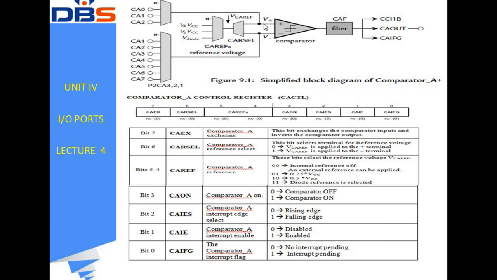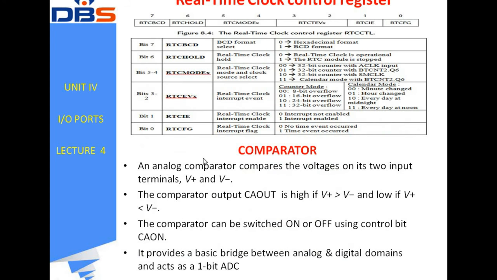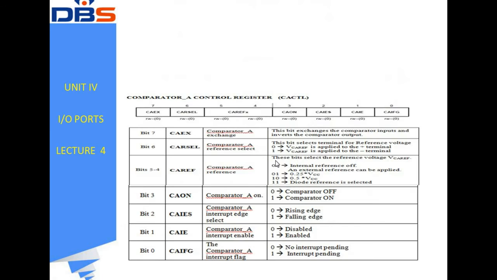See here, these are the two input terminals V plus and V minus along with the reference voltage. That means the input coming from the terminals V plus and V minus will be compared with the reference voltage. See here, the comparator output CA out is high when V plus is greater than V minus, and it is low when V plus is less than V minus.